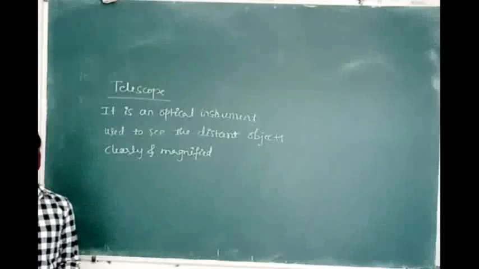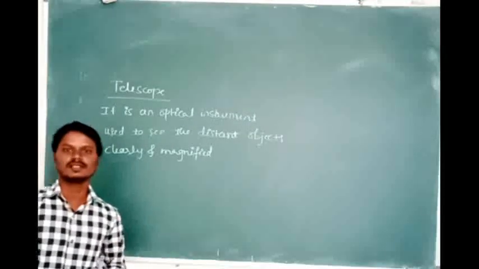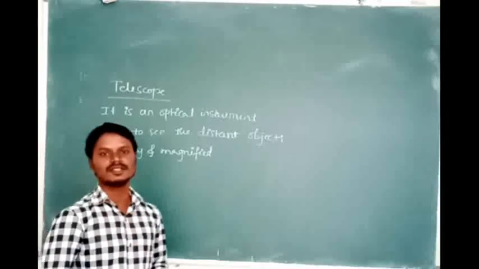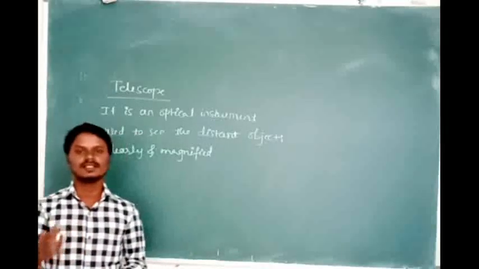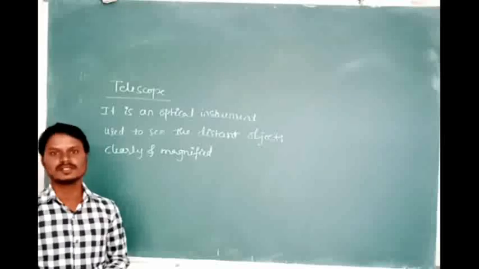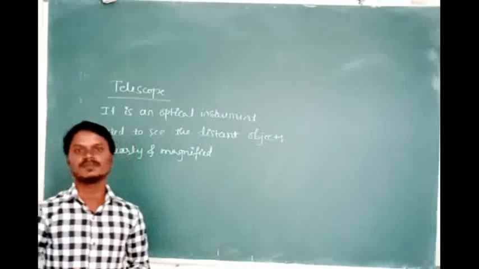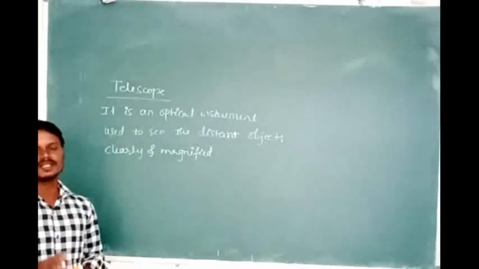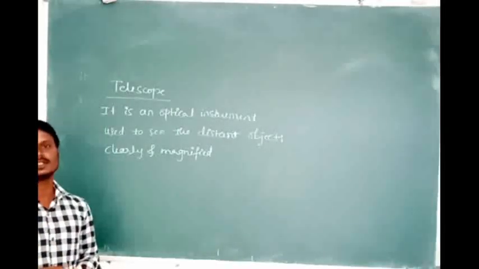Now, there are two types of telescope. Those are the refracting telescope and the reflecting telescope. In the refracting telescope, we use lenses. And in the reflecting telescope, we use curved mirrors. Curved mirrors means spherical mirrors. Now, in the refracting telescope, we are going to discuss the first one, that is the astronomical telescope.